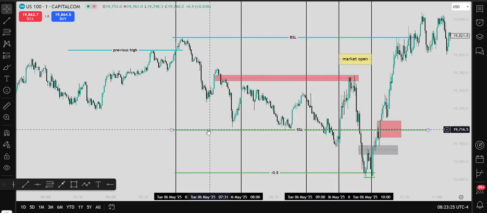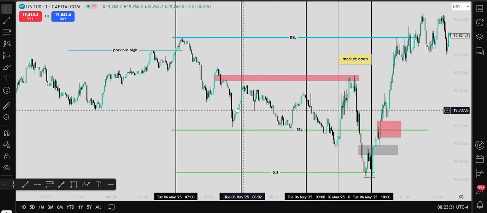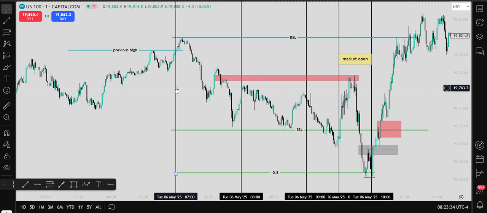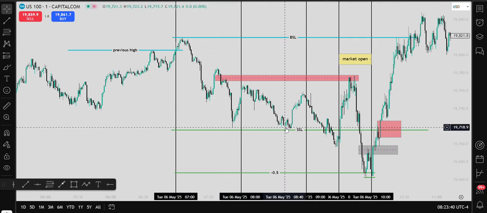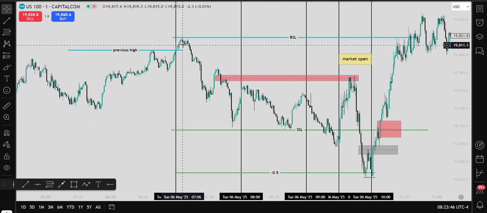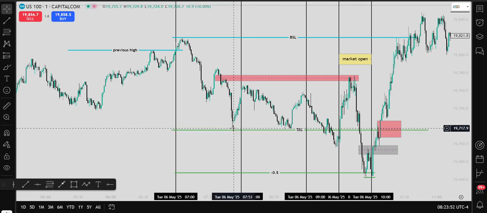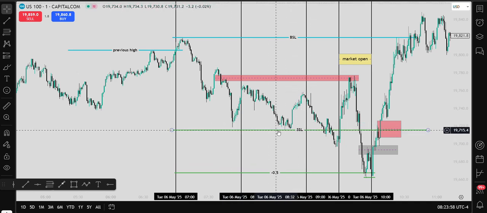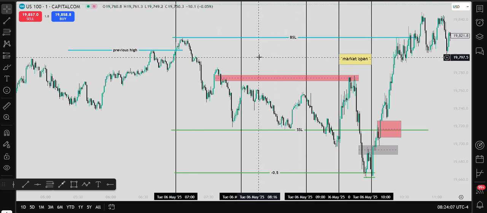The reason why I denoted this low as my sell side liquidity is because at 7 a.m. what I'm always looking at is where are the equal highs and equal lows being formed. And if you can see clearly, at 7 a.m. the highest high was this one, the lowest low was this one, and this one. And now we have two equal lows here, and we have sell side liquidity being denoted by those two equal lows. And now this first high after 7 a.m. becomes our buy side liquidity.